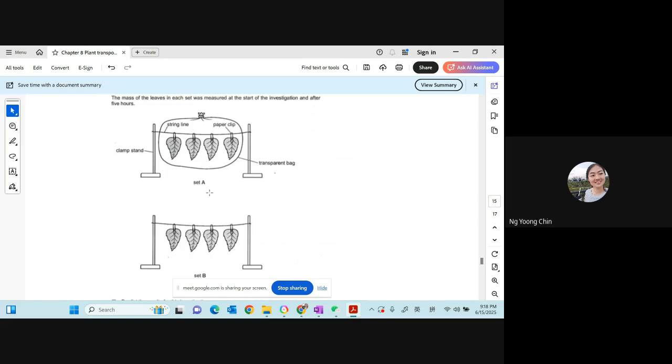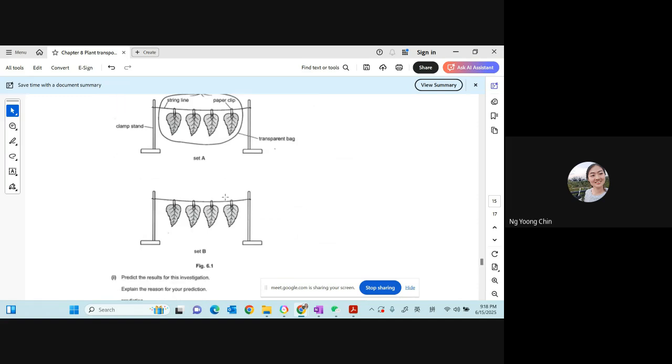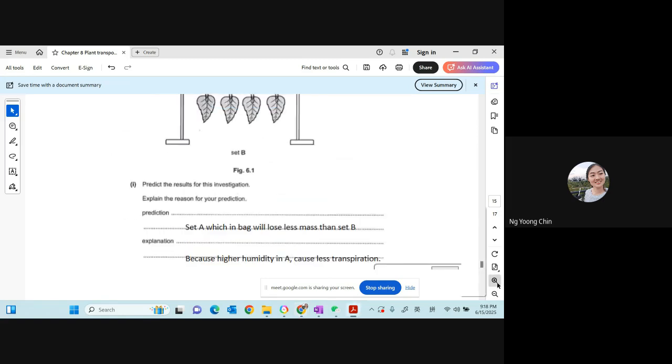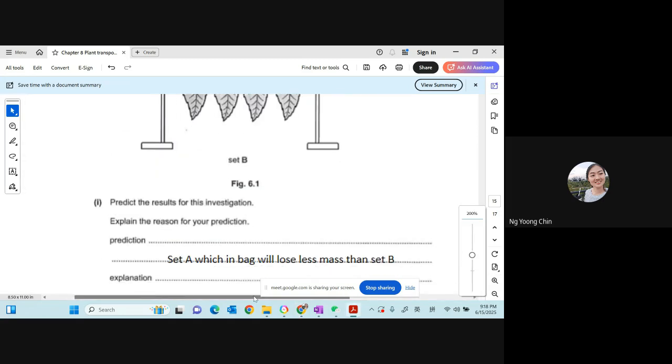Higher transpiration rate. Have a guess? Ethan Suyang, have a guess? I think maybe you have your answer in your mind, but you don't dare to speak. It's okay. Set A. Okay, this one. That is set B.